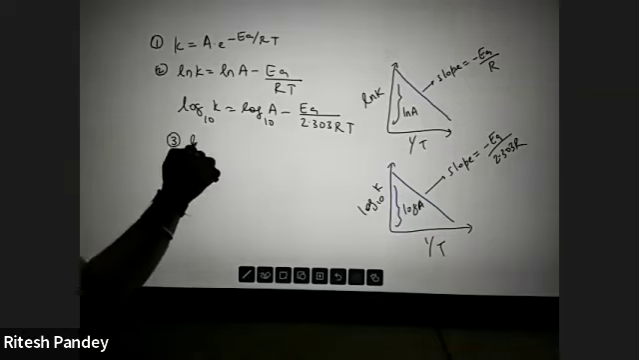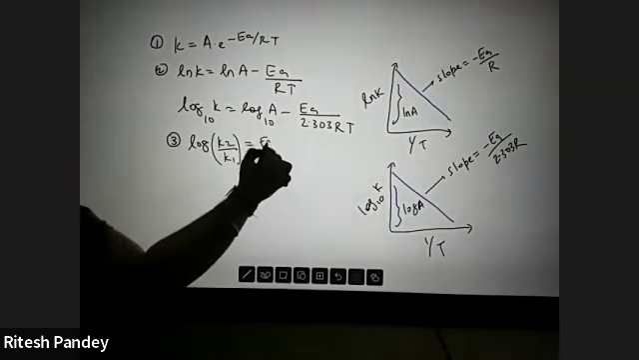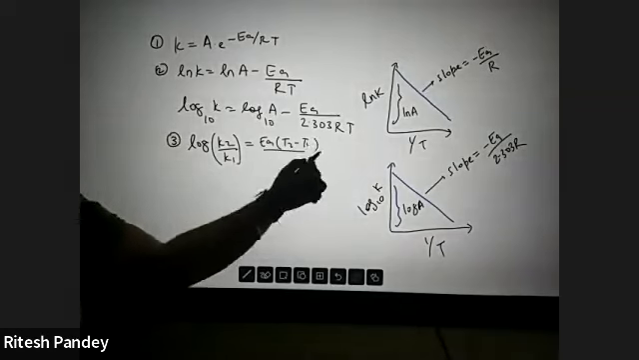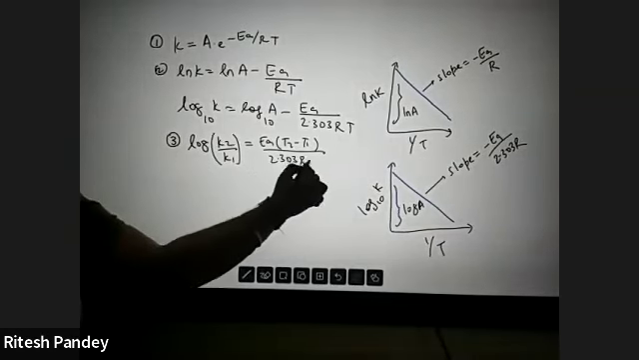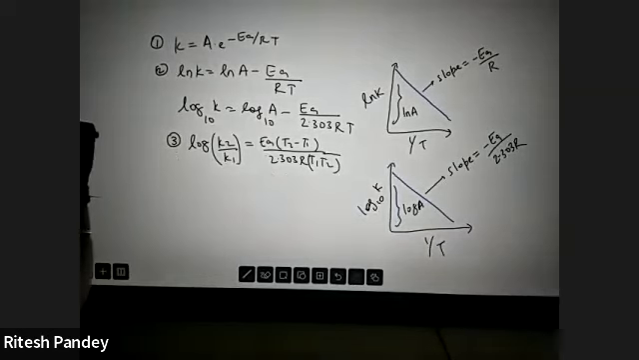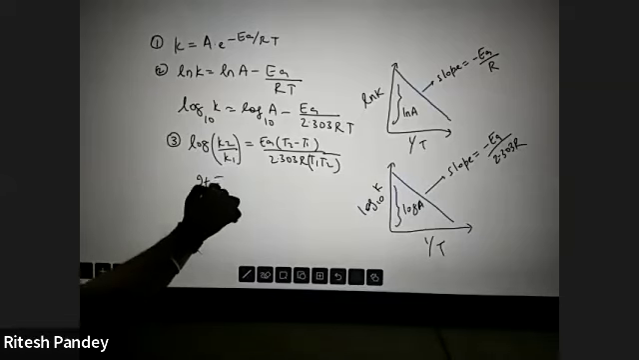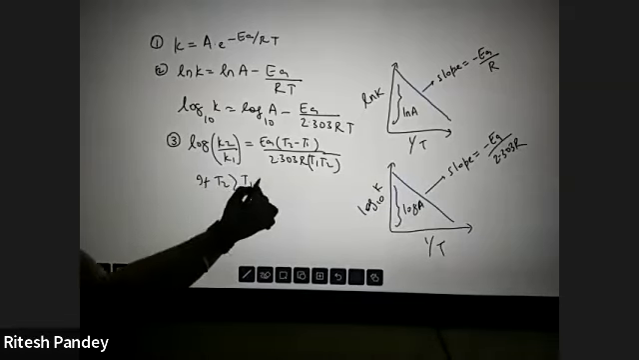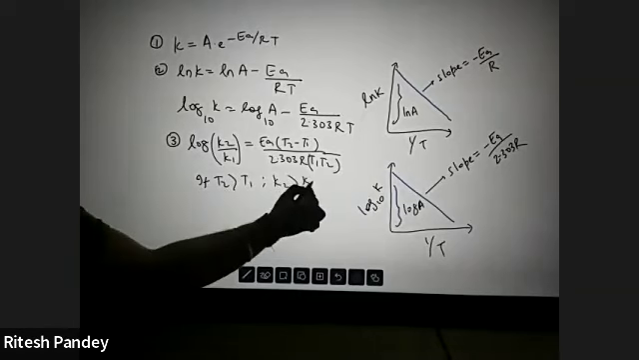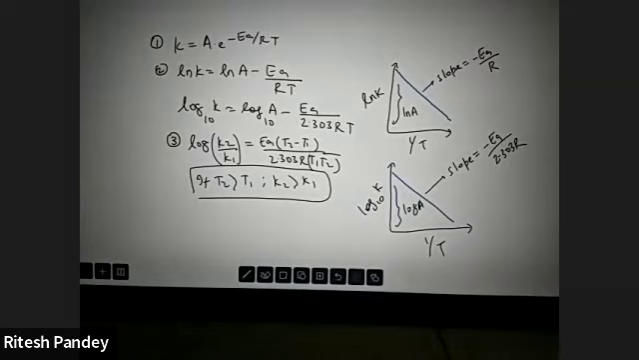Finally, log k2 by k1 is equal to Ea (T2 minus T1) upon 2.303 R T1 T2. I think you all are happy with this. And the first impression I have about this equation is certainly if temperature increases, k increases. This is the first-hand information.